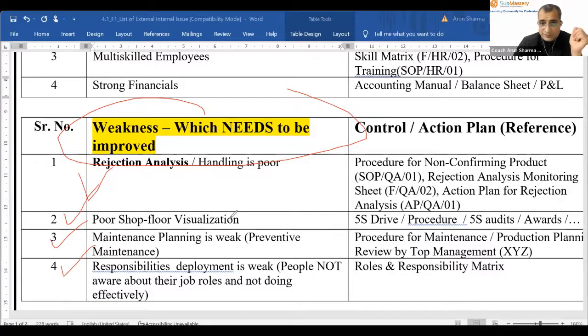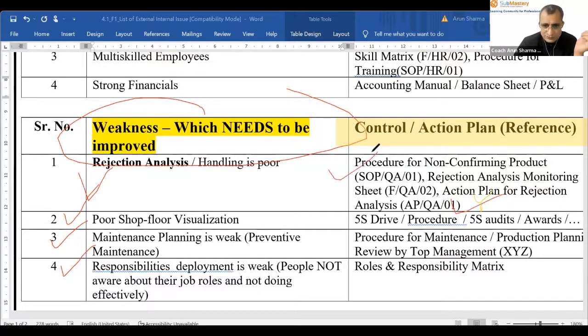Now, here the auditor will expect that you need to have some control mechanism. Right, and there should be some action plan reference. Let's say, for example, rejection handling is poor, then the auditor will expect that there has to be some action plan for rejection analysis. And how you have reduced those rejection, what's the trend of that rejection? He'll look at the trend, he'll look at the action plan status.